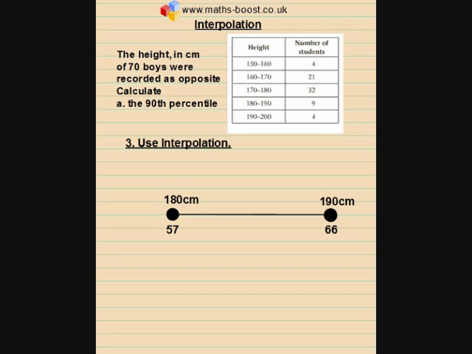Step 3 is to actually use interpolation. So the first thing I'm going to do is put in roughly where the 63rd term would be. This doesn't have to be accurate, it's just an aid to the calculation, but I can see the 63rd term is closer to term 66 than it is 57, so I'll put it to the right of the middle and I'll just label it as the 90th percentile.